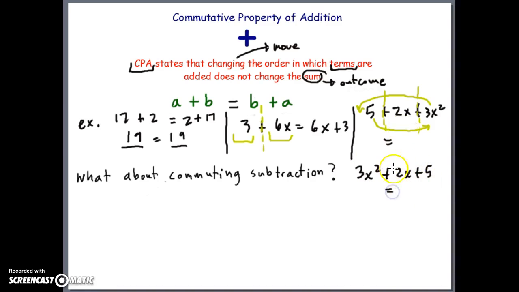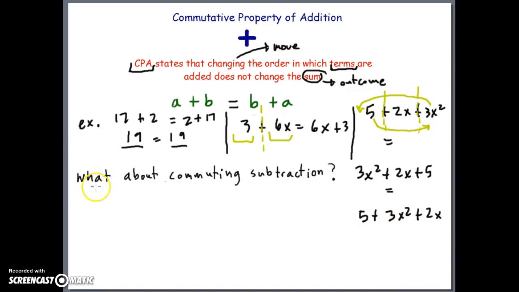Or we could commute it differently. We could say let's not commute the 3x squared all the way to the front. Let's just commute it to the middle. We could say that 5 plus 3x squared plus 2x is also the same thing. So the commutative property allows us to rearrange these terms.